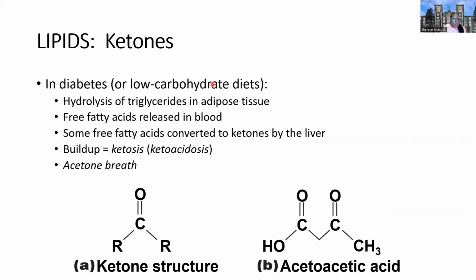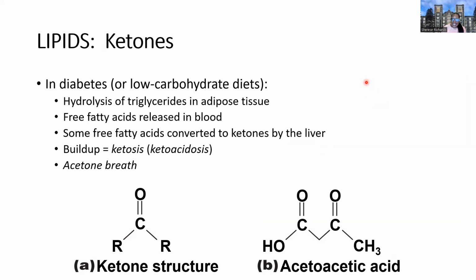Let's talk about ketones here. So ketones are basically another type of storage of fat. They become extremely important in diabetics or people who are on low carbohydrate diets, the so-called keto diet. And the way that we make ketones is to cleave or hydrolyze triglycerides, and then we can free up those fatty acids, and then they can be shuttled off to the liver where they can be converted to these ketones, okay?